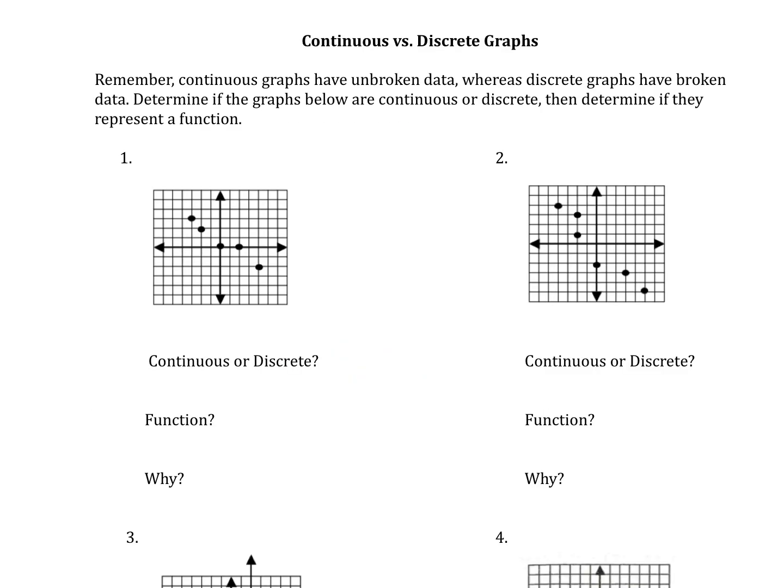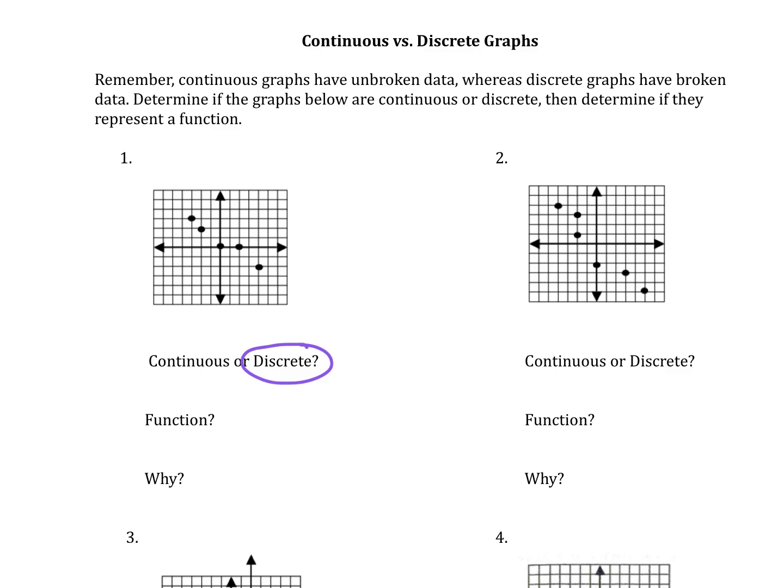All right, now we're going to look at continuous versus discrete graphs. Remember, I told you continuous is connected, so the points would be connected by a line of some sort. Discrete would be broken, so the graph is just going to show points but no connection between the points. So looking at number 1, you can tell that this is a discrete graph because the points are not connected in any way. Is it a function?